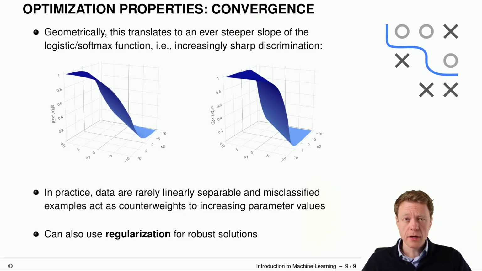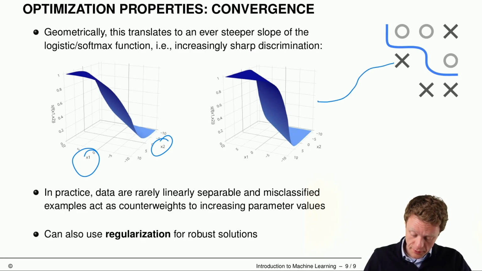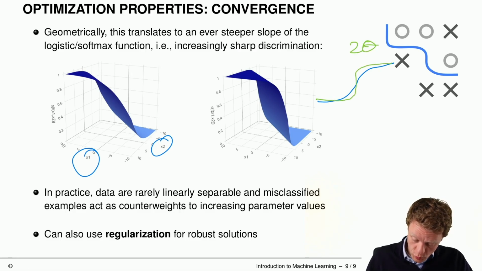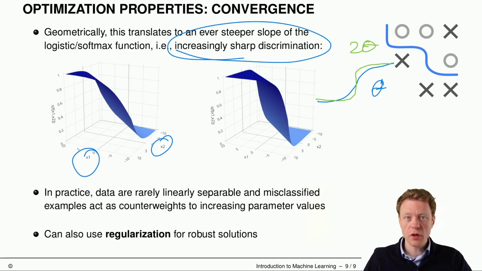If we look at this for a 3-dimensional plot, so we have 2 features now, x1 and x2, this means that this decision boundary here, or this logistic softmax function here, gets steeper and steeper, right? So I hope you can see it. For 1 dimension it would be something like this. So this is perhaps for 2 theta, and the blue one was for theta. So the sigmoid function just gets sharper. It's increasingly sharper, so the discrimination is stronger, and the same thing happens, that this does not converge.